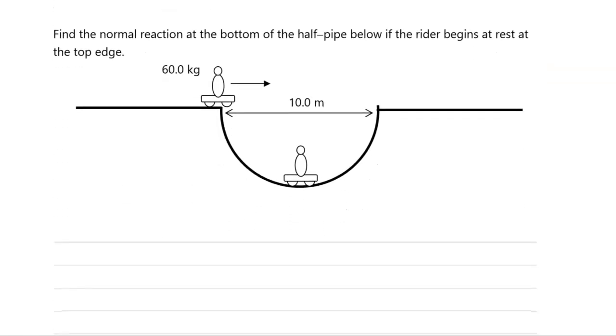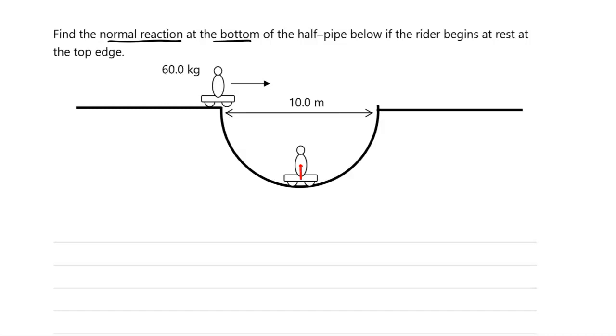Okay, another example here. Here we have a skateboarder. The rider begins at rest at the bottom edge, so they're just teetering over the edge and then they're going to be skating down here.